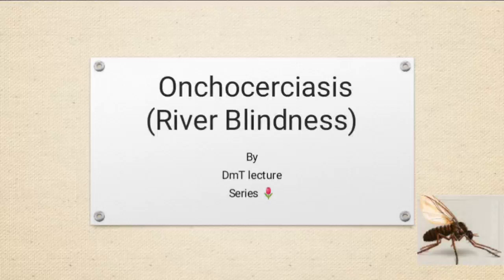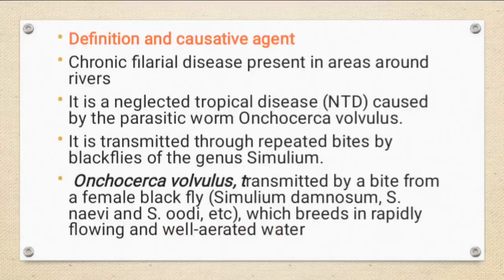Today we are talking about onchocerciasis, also called river blindness. By definition, it is a chronic filarial disease present in areas around rivers. It is a neglected tropical disease caused by the parasitic worm Onchocerca volvulus. It is transmitted through repeated bites by blackflies of the genus Simulium.